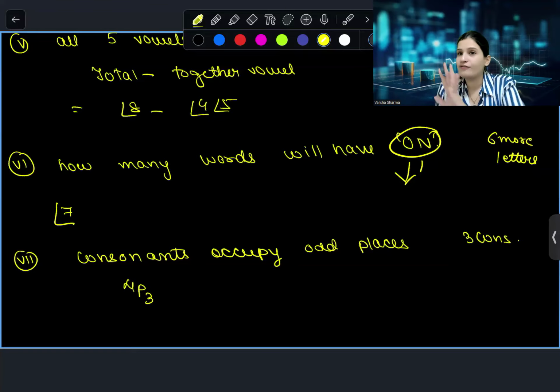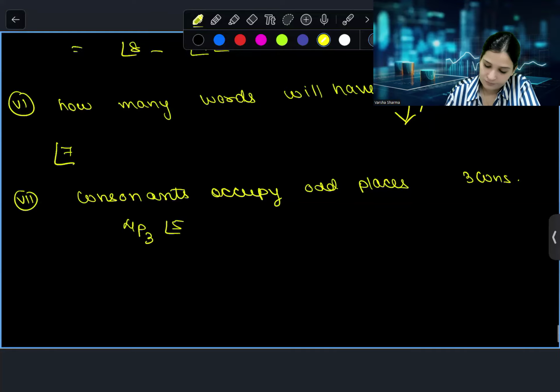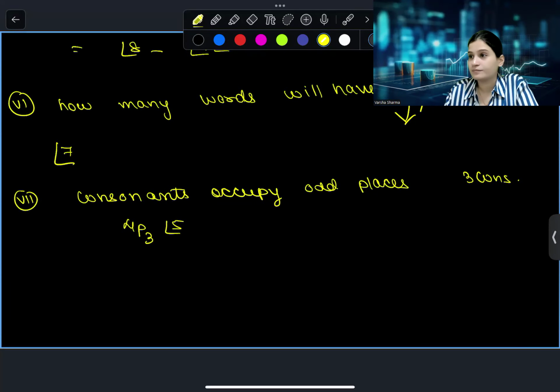How many letters are left? 5 vowels. How many places are left? 5 places are still left. Now do I need to make a selection? No. My only job is to arrange those 5 vowels in those 5 positions. So 5 letters can be arranged in how many ways? Factorial 5 ways. Clear? Any doubts?